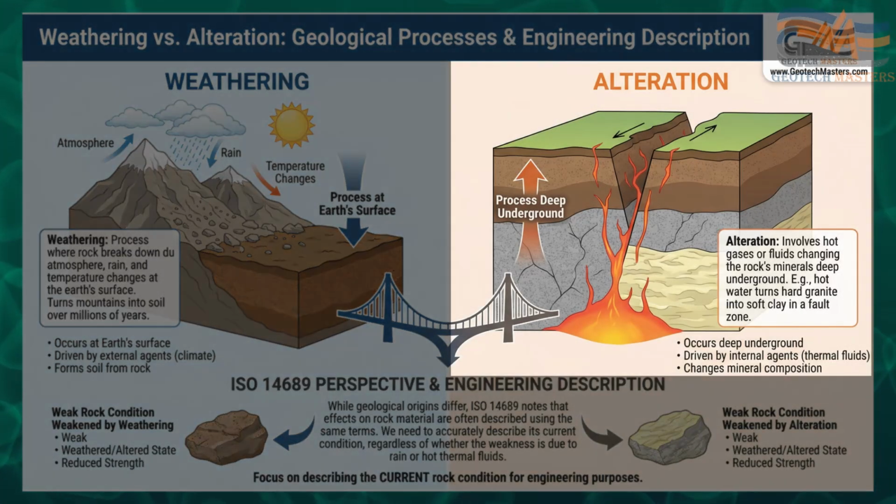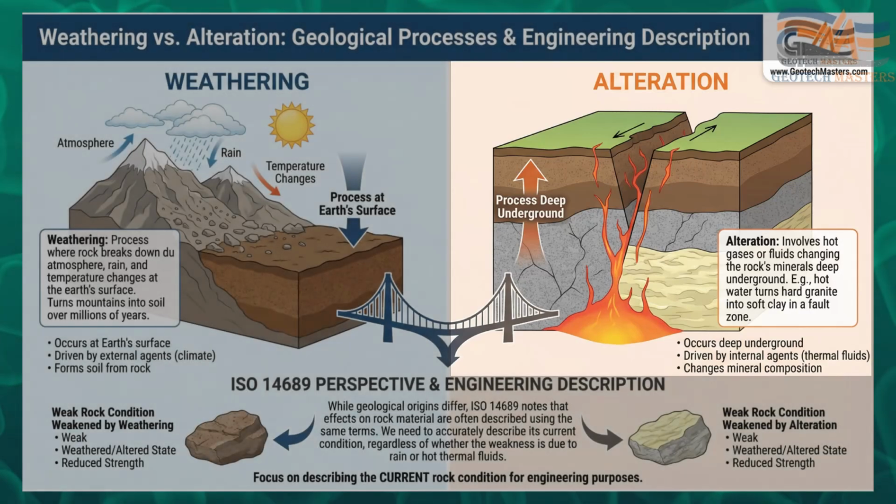Alteration, on the other hand, happens deep underground. It involves hot gases or fluids changing the rock's minerals. For example, hot water can turn hard granite into soft clay deep in a fault zone.